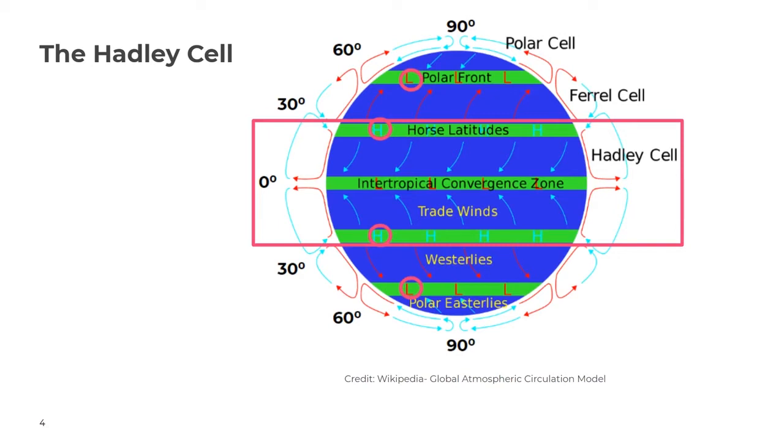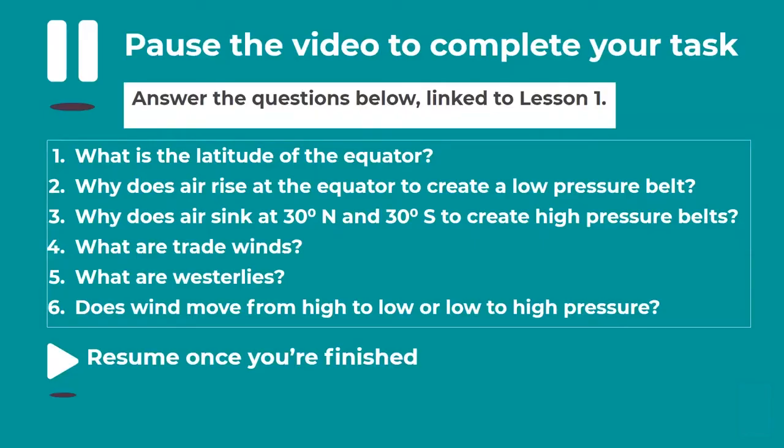Now, air travels from high to low pressure. So if air travels from the horse latitudes back to the equator, we call these the trade winds. They're surface winds. If air travels from 30 degrees north and 30 degrees south of the equator, and moves north and south even further, we call these winds westerlies, and they're going to be really important for our lesson today. So in order to check that you fully understand how the Hadley cell works, please complete the activity on the screen now. You'll need to pause the video in order to complete the task.